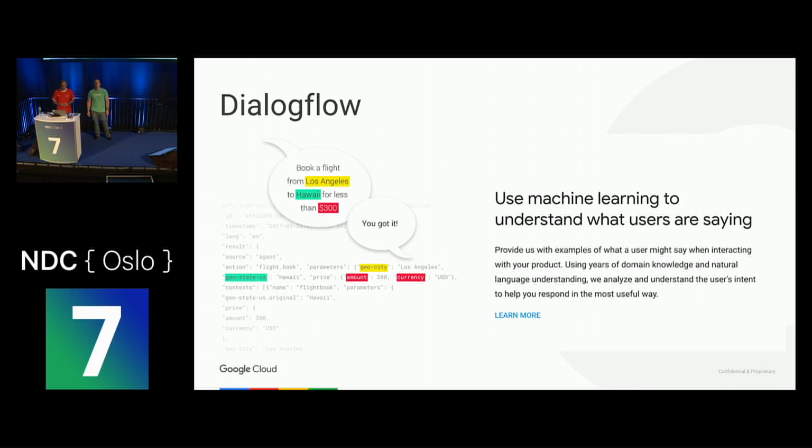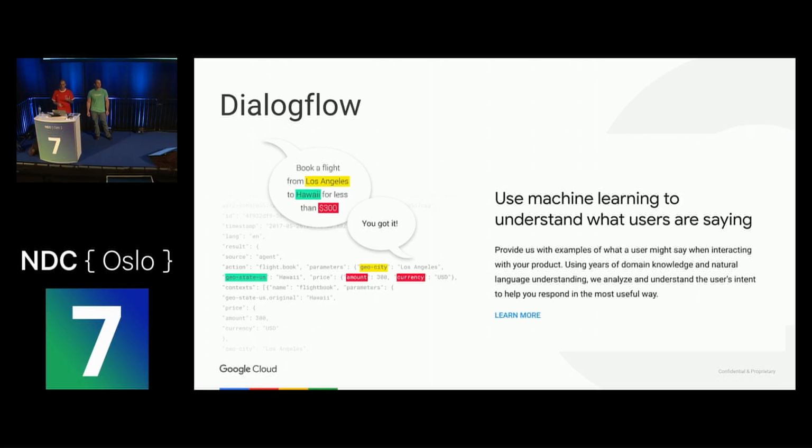So for example, if you want to say, book a flight from Los Angeles to Hawaii for less than $300, Dialogflow will take this phrase, and it will pick up the fact that you have some entities in this phrase. For example, you have Los Angeles as the departure city. You have Hawaii as the city that you are arriving in, and then you have $300 as the amount that you want to pay. And it will pick those as entities, and it will pass them to your application. So in the end, you will have a request that has the cities, from and to, as entities, and the amount as well, and then you can do whatever you want.